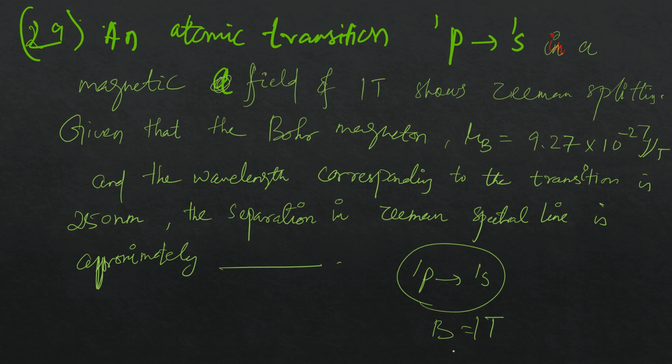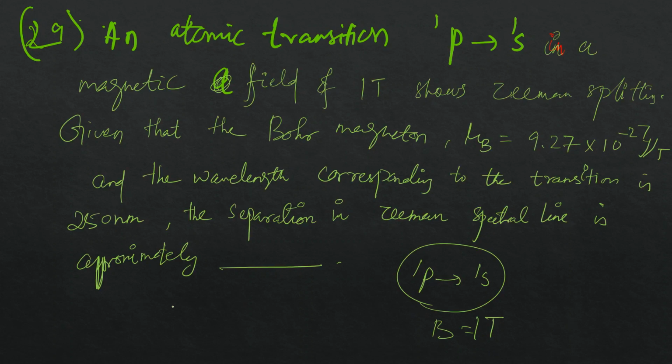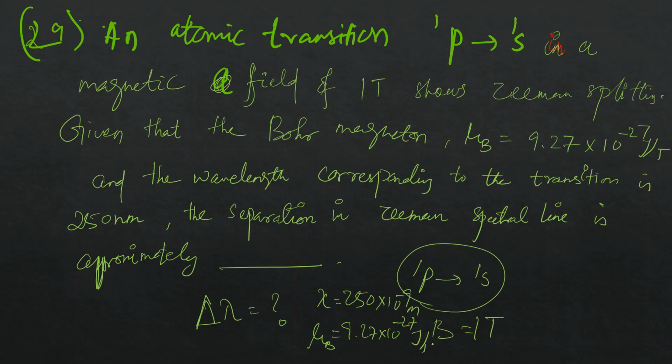Okay, so Zeeman splitting. Given that Bohr magneton mu b is equal to this much, wavelength corresponding to the transition is this much. The separation in Zeeman spectral line. So what is our separation? That means what? Del lambda, isn't it? Del lambda is being asked. Wavelength is given, 250 nanometer, 250 times 10 to the minus 9 meter. Alright, mu b is given, Bohr magneton, 9.27 times 10 to the minus 27 joule per Tesla.